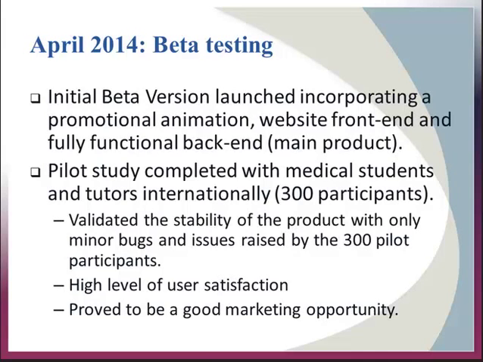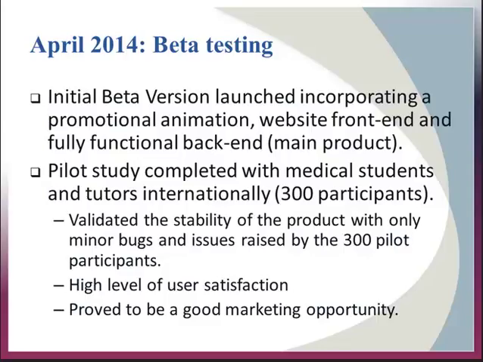After the feasibility study, we got some more investors, we got some more grant money, and then we developed a beta version of the product, and we launched this. We advertised for people to participate, and we got 300 medical students and tutors to participate. We had a promotional part, there was a website, and at this point we had a front end. This is what the user sees, where the patient is presented to them.